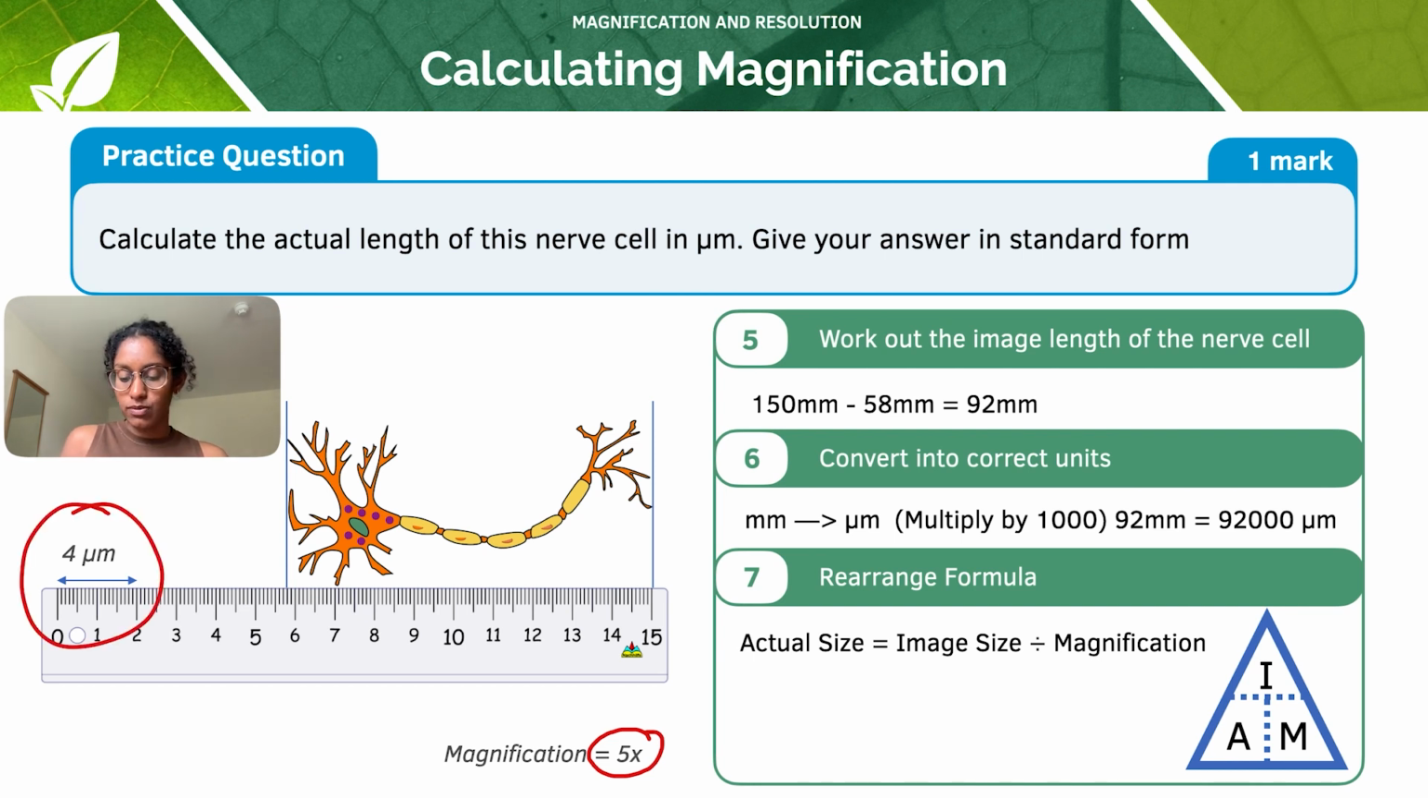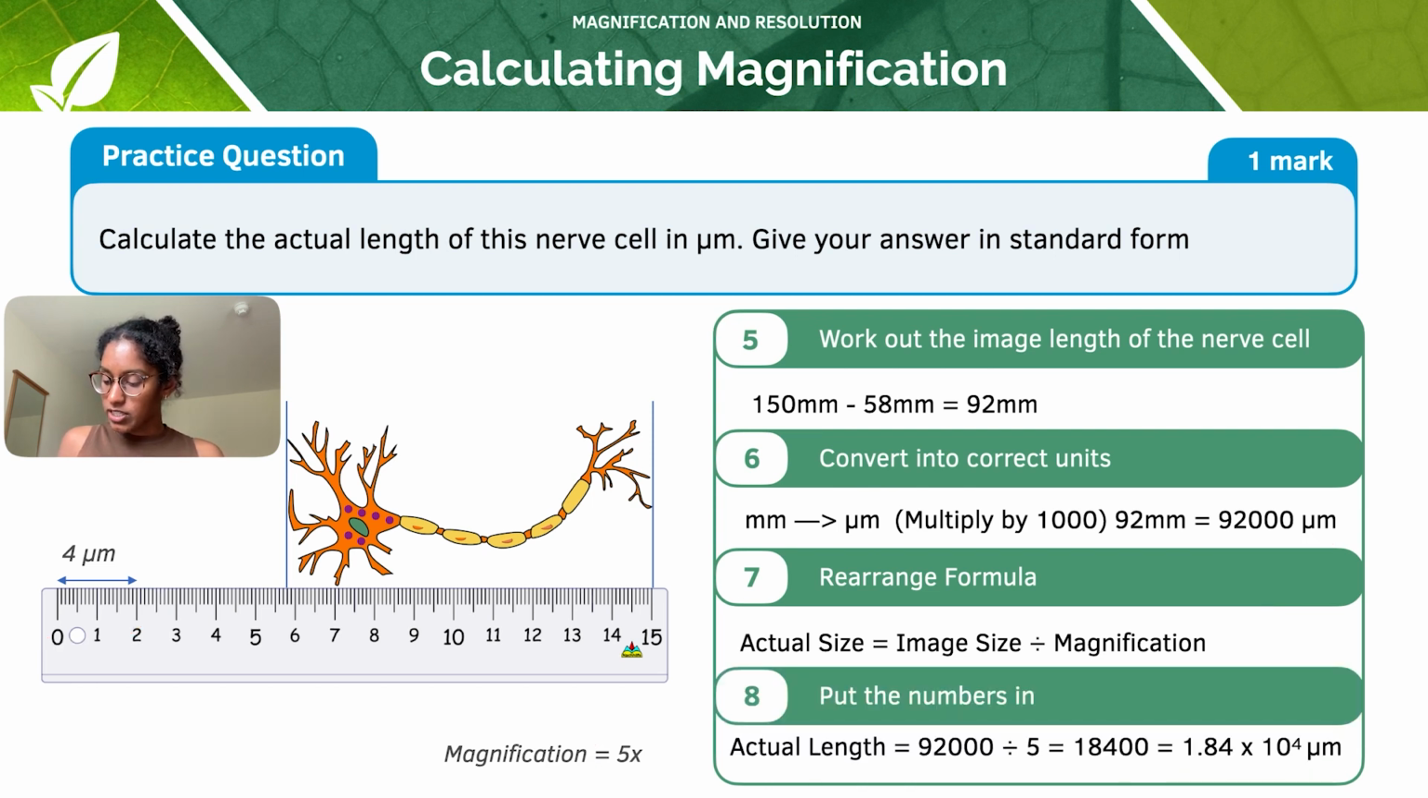Now, we can use this equation again with our magnification that we got from that little key that was given here, and put it into this equation to calculate the actual length of the nerve cell. So we've got our magnification here, and we've got our image length here of our nerve cell. So we're going to do 92,000 divided by 5, which is going to give us 18,400 micrometers. And we need to put that into standard form.